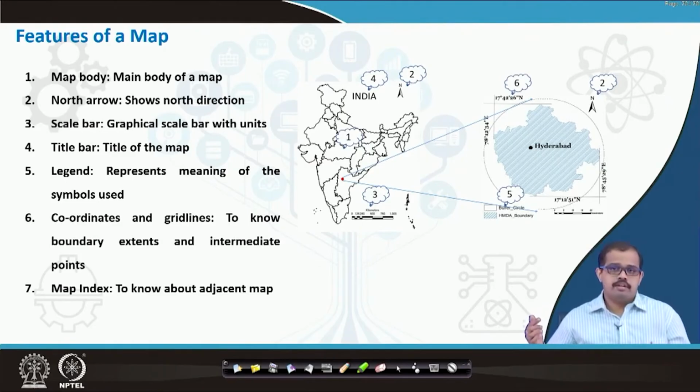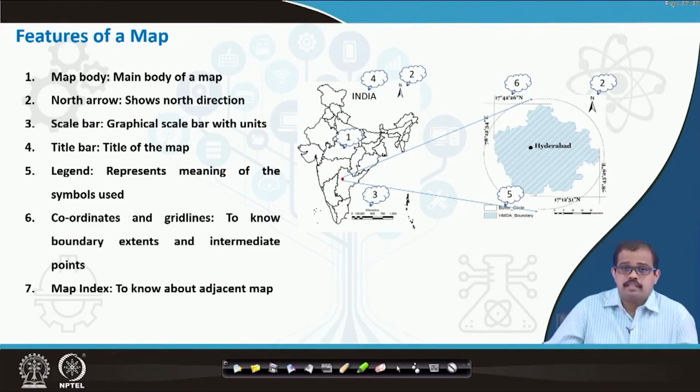I've seen a lot of research papers come out where the representation of a map is so bad that you cannot really understand or interpret that particular map as far as the earth's surface is concerned. For example, the first thing you have to look at is the map body, or the main body of the map.